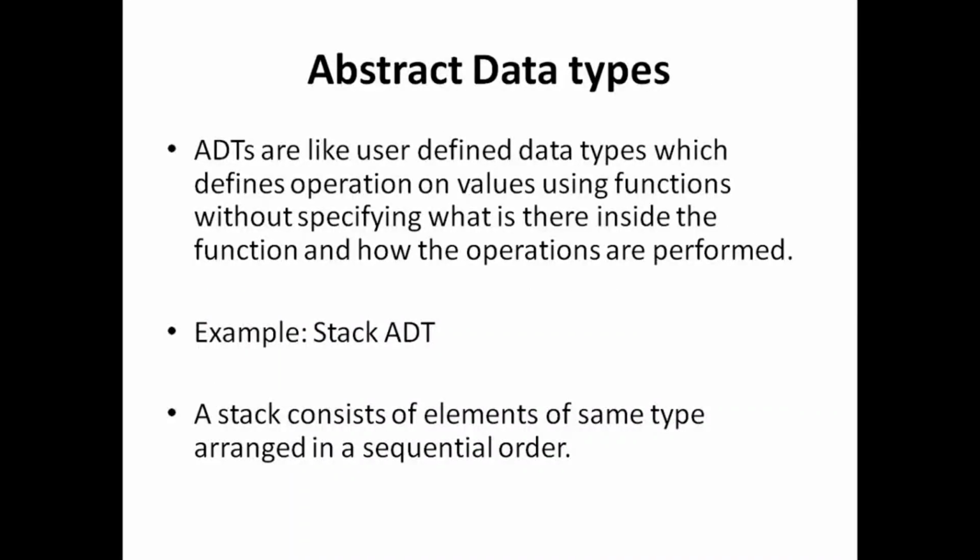And then we have abstract data types. ADTs are like user-defined data types which define operations on values. ADTs define operations on values using functions, without specifying what is inside the function and how the operations are performed. For example, stack is an abstract data type. A stack consists of elements of the same type arranged in a sequential order.